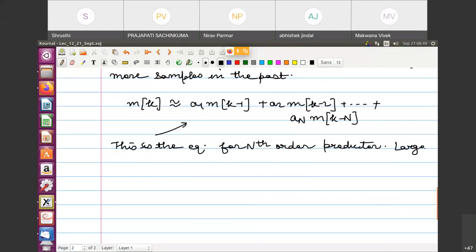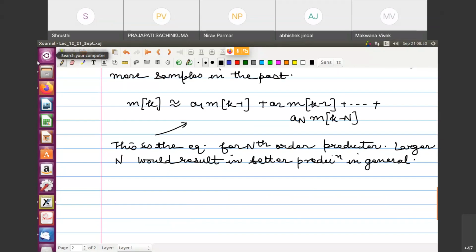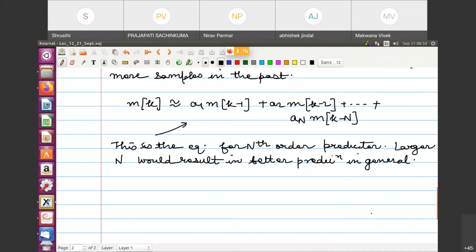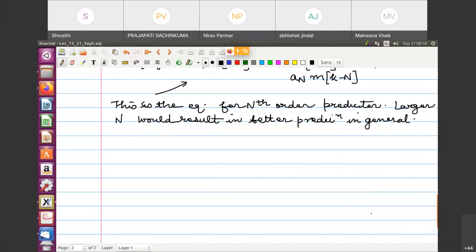Larger n would result in better prediction in general. This is quite obvious. There might be a few cases where this leads to overfitting, if you are going through machine learning, or maybe several other issues. We don't want to enter into those because linear regression and all these things is a separate area of study, and it has its own design criteria.